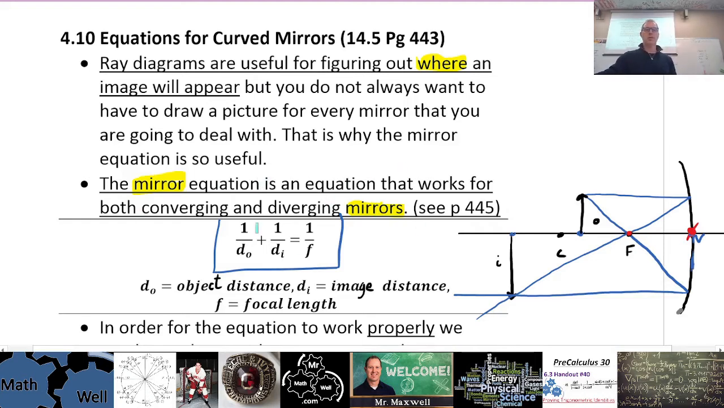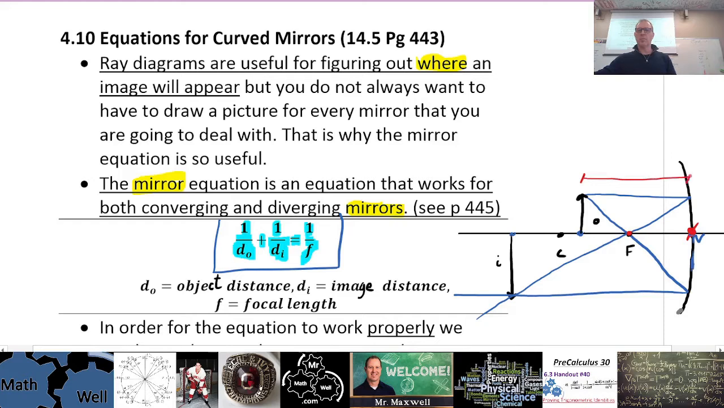So here is the mirror equation. It is 1 over the distance of the object plus 1 over the distance of the image equals 1 over f. Who remembers what f is? Focal length. Oh, very good. You guys were paying attention. Nice work.